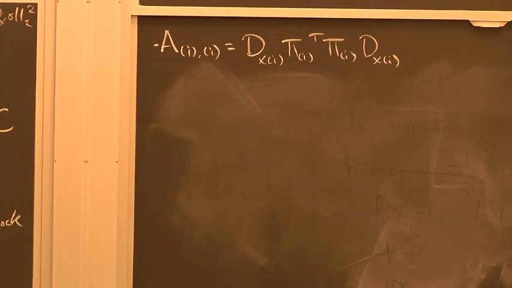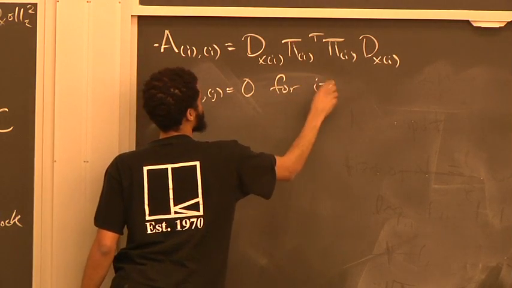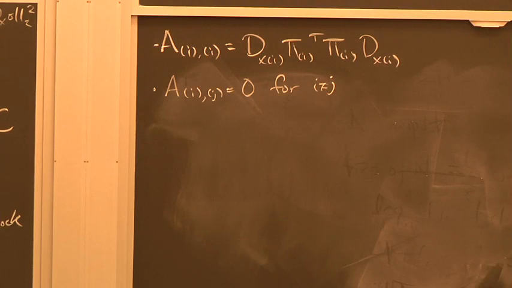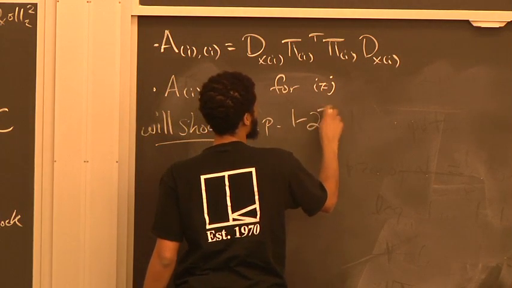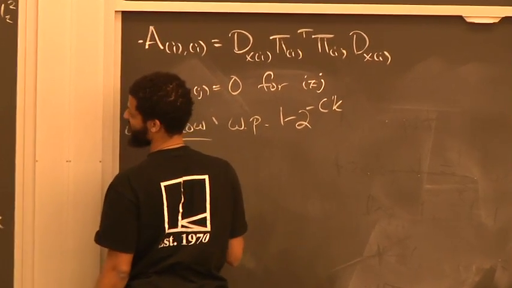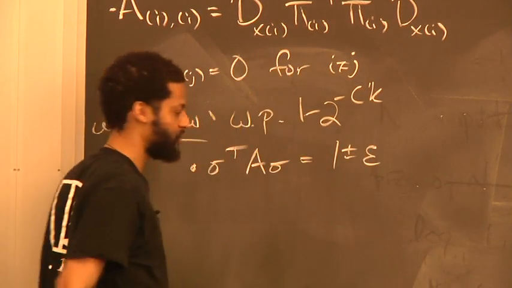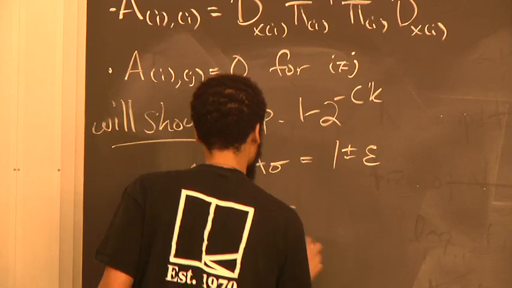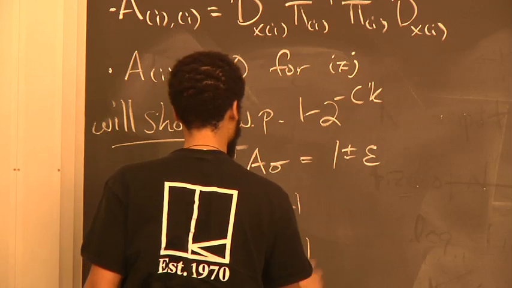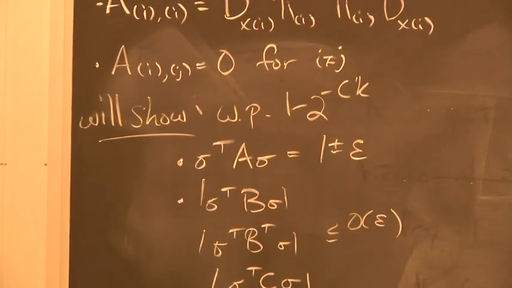And similarly, you can write, and also, A_ij is 0 for i not equal to j. Okay. And you can write similar things for B and C, et cetera. So what we're going to show, with probability 1 minus 2 to the minus c prime k, is that a few things happen. We'll have that sigma transpose A sigma will be 1 plus or minus epsilon. And then sigma transpose B sigma, sigma transpose B transpose sigma, and sigma transpose C sigma, all these guys will be at most O of epsilon. Right. So that's what we're going to show now.